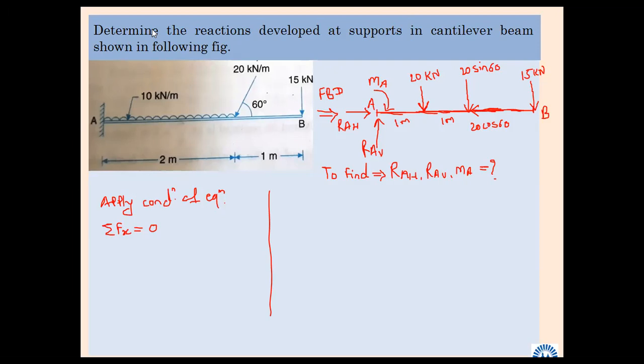Anybody got values of RAH? 10 kilonewton, yes, sir. Same, sir. Okay. Further, if I will apply, what will happen? RAH, which is minus how much? 20 cos 60, no? Equal to 0. Equal to 10 kilonewton.